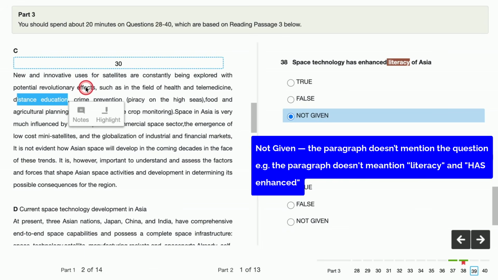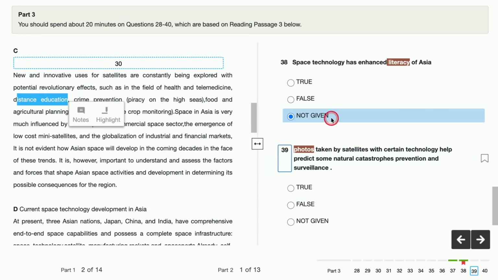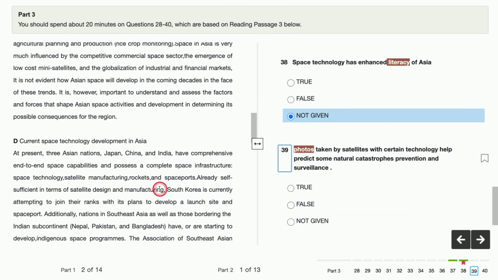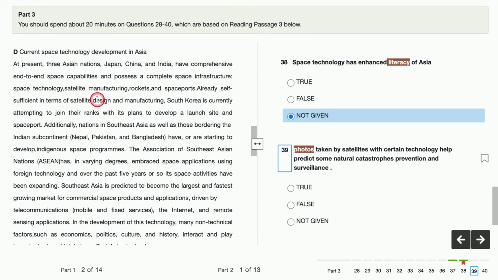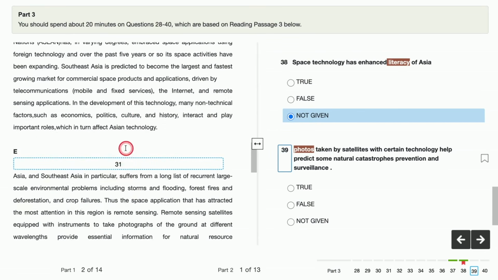We don't know if right now the effects have already been created or not, so I think the answer is still not given. But maybe one of the remaining paragraphs may contain the answer to this question, so we still need to keep looking for the answer to this question. Paragraph D doesn't mention literacy or photos, so we will skip this paragraph.